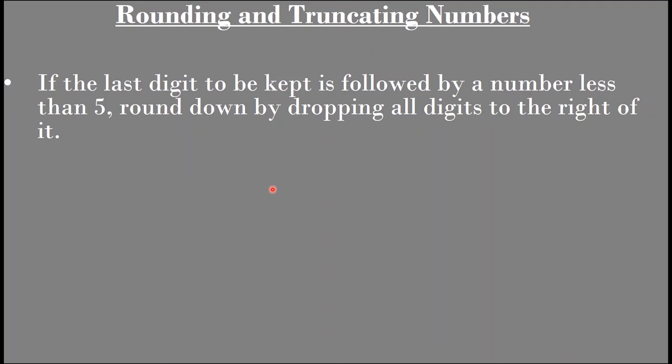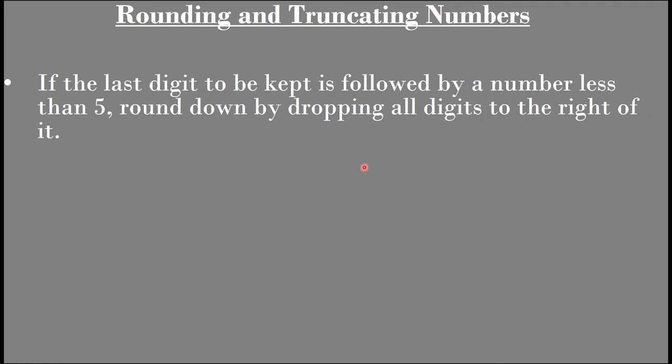The first rounding rule is that if the last digit to be kept is followed by a number less than 5, then round down by dropping all the digits to the right of it.